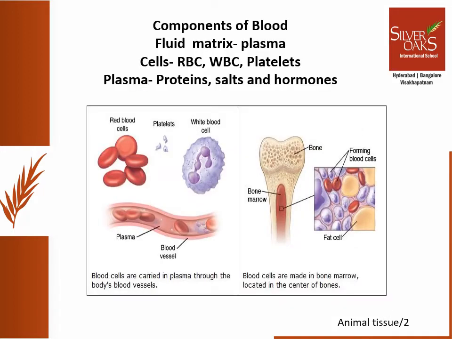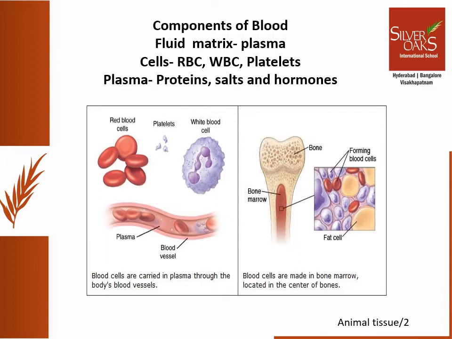So let's learn about the first type of connective tissue, which is blood. We all know that blood is a fluid connective tissue. The fluid or the matrix of the blood is called plasma, and in this plasma there are different cells which float. The cells are called RBC or the red blood cell, WBC, the white blood cell, and the platelets. These are suspended in the fluid matrix called plasma.